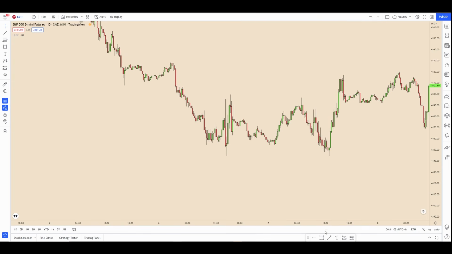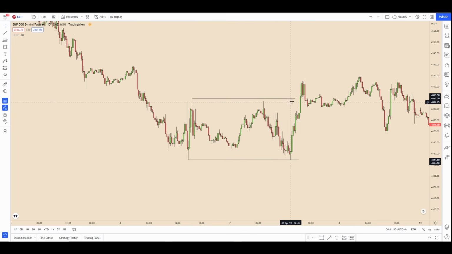Just one more example here. We have this liquidity right here, right? And then this liquidity right there. And if you look, you can see neither of these are hit, right? So what does that mean? What happens when we put in relative equal highs and relative equal lows? They become targets for later.